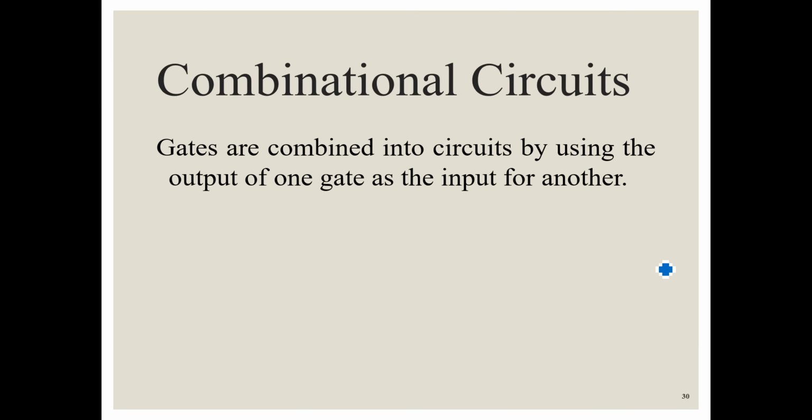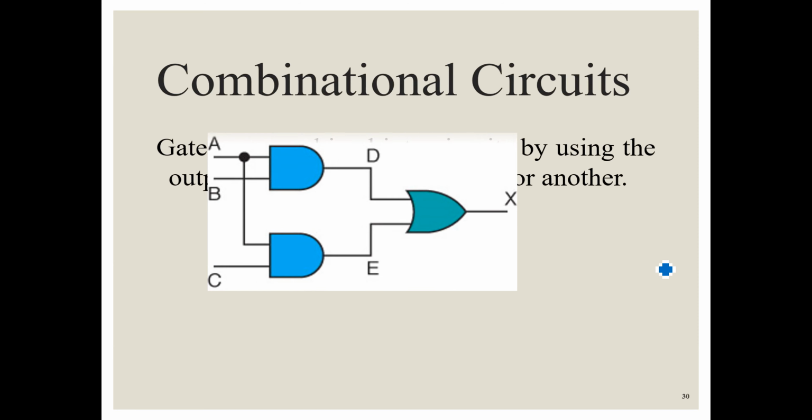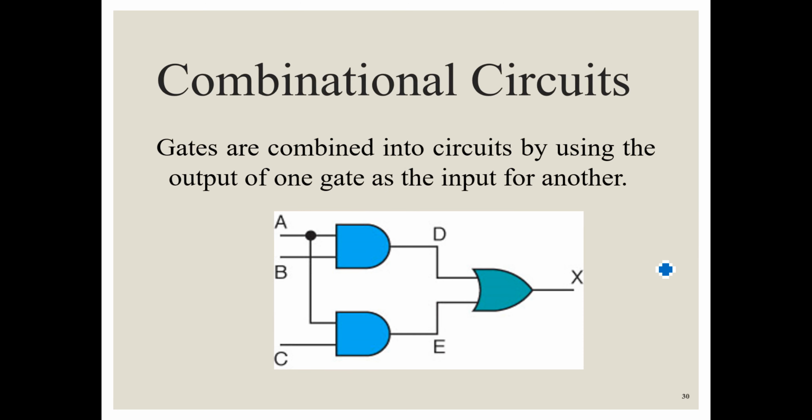Combinational circuits. Gates are combined into circuits by using the output of one gate as an input for another. It means that different kinds of gates are used to build different kinds of combinational circuits. See now, this is one combinational circuit. We have used two AND gates here, and given inputs A and B, and A and C, they produce two outputs.